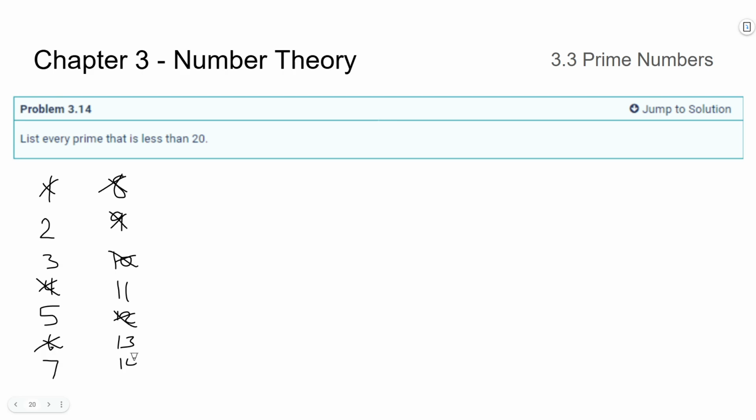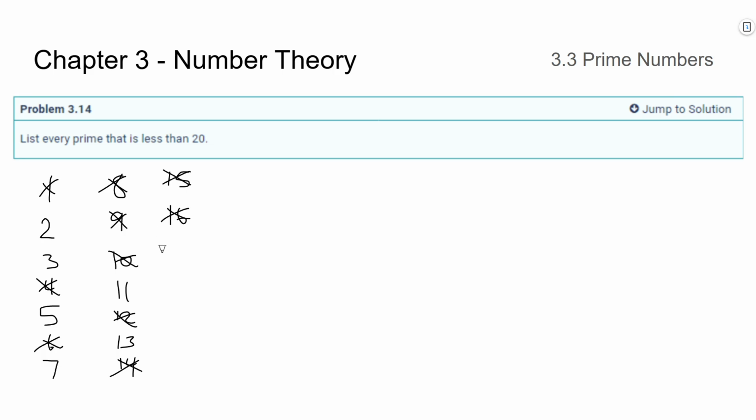How about 14? 14 is an even number. 15, is 15 a prime? Let's see. So it's not divisible by 2. How about 3? So 1 plus 5 is 6. Oh, and that is a multiple of 3. We also know that 3 times 5 is 15. So that is not a prime.